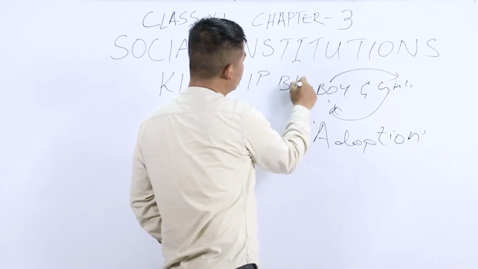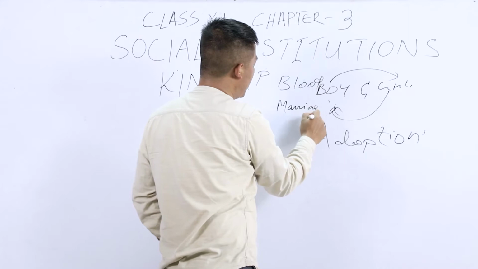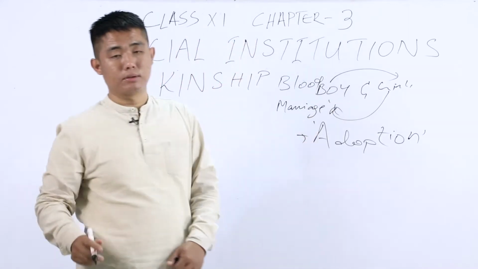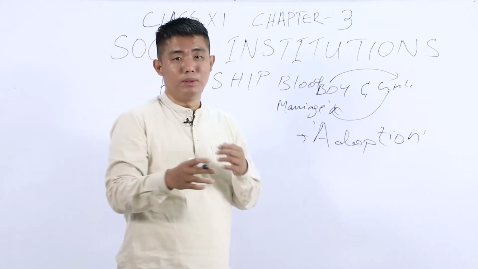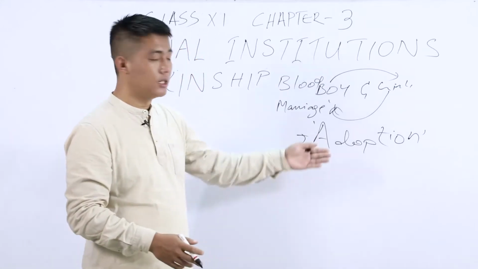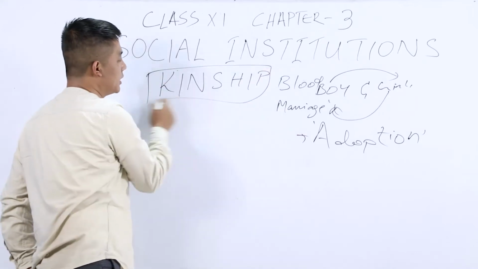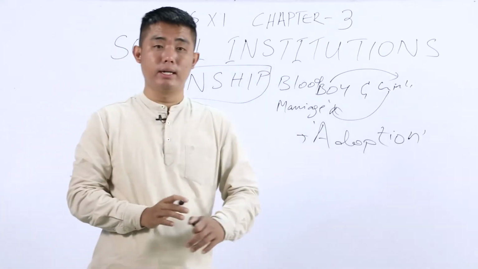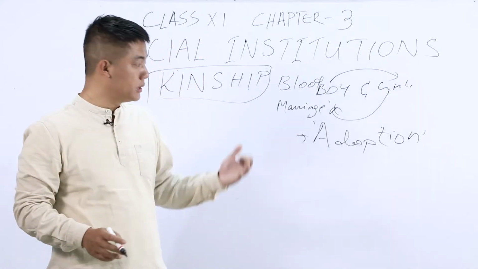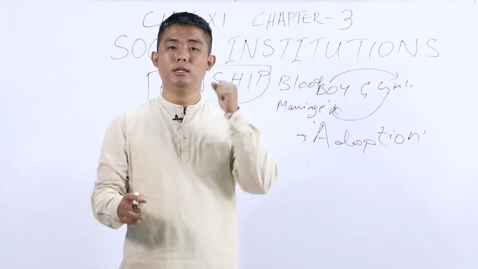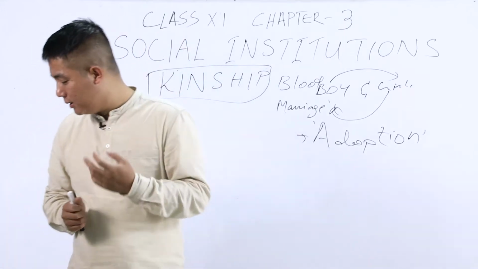The first one is through blood, the second one is through marriage, and the third one is through adoption. This type of relation or relatives, which has been built through blood, marriage, and adoption, is called kinship. In simple terms, the relationship through blood, or through marriage, or through adoption, is called kinship. That is what we will learn.